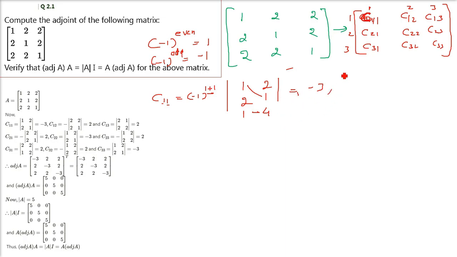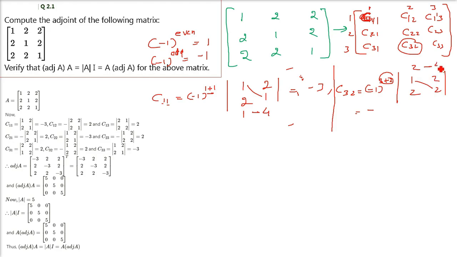Let us take one more of it. C11 we have found out. Let us take any cofactor with a negative sign. How? We'll take C32. So C32 is what? It is minus 1 to the power 3 plus 2, and the row and column intersecting at C32 will be left, and the remaining we write, 1, 2, 2, 2. So minus 1 to the power 3 plus 2, because it is odd, it will be negative 1. This is going to be 2 minus 2 into 2, 2 minus 4. So it will be negative 2. Negative will become positive, so it is going to be 2.